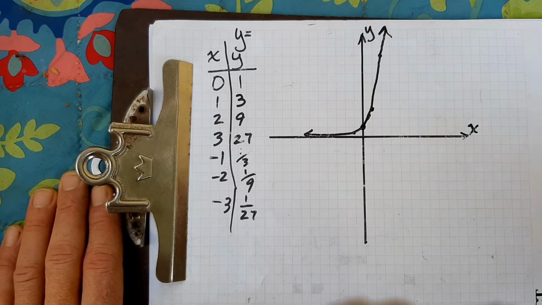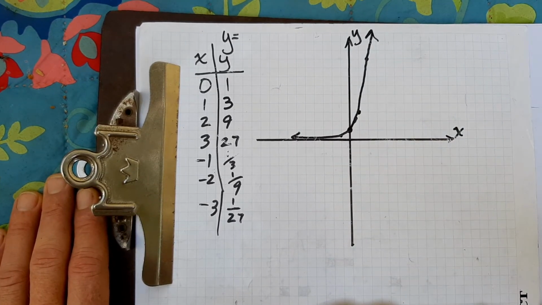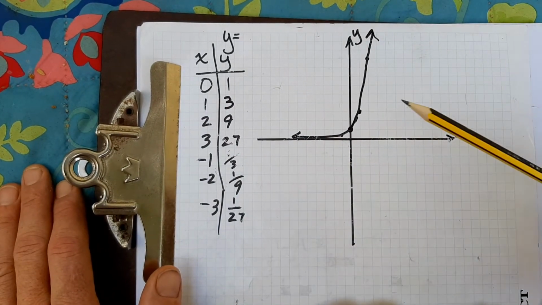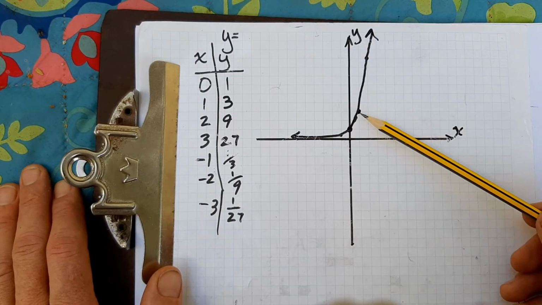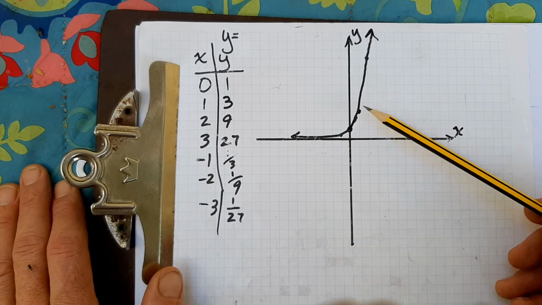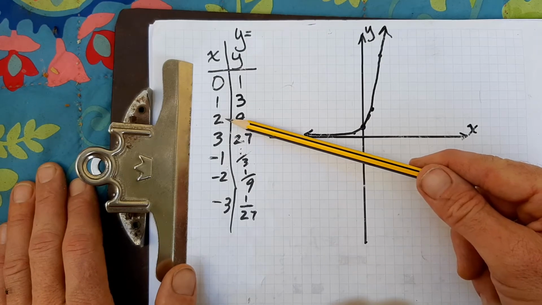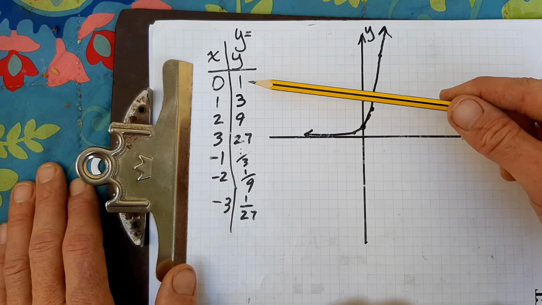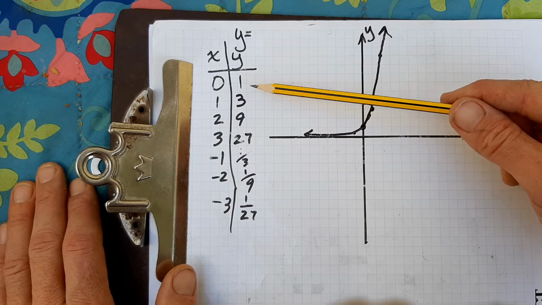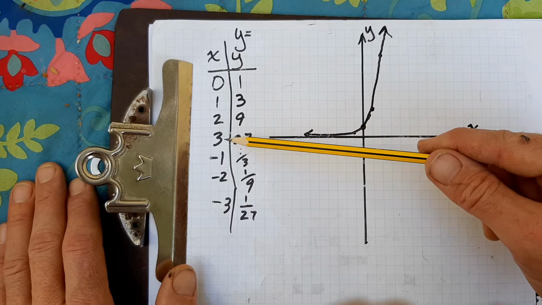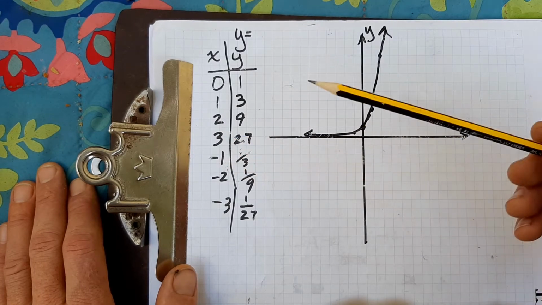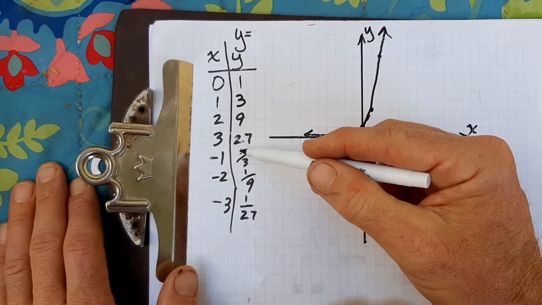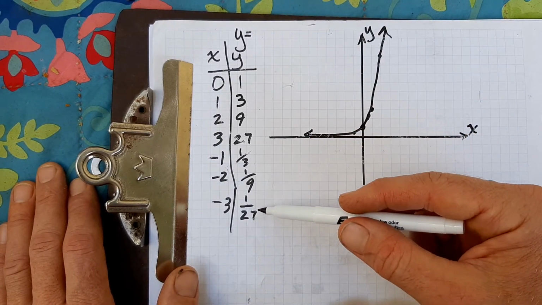Alright, so what do you think this equation is, this function is, that we have drawn here? 0, comma 1, we got that point. Next point is when x is 1, y is 3. Next point on the graph, when x is 2, y is 9. So it's changing by, it's not changing by a constant rate at all. When x is negative 1, f of x is 1/3. Then 1/9, then 1/27.